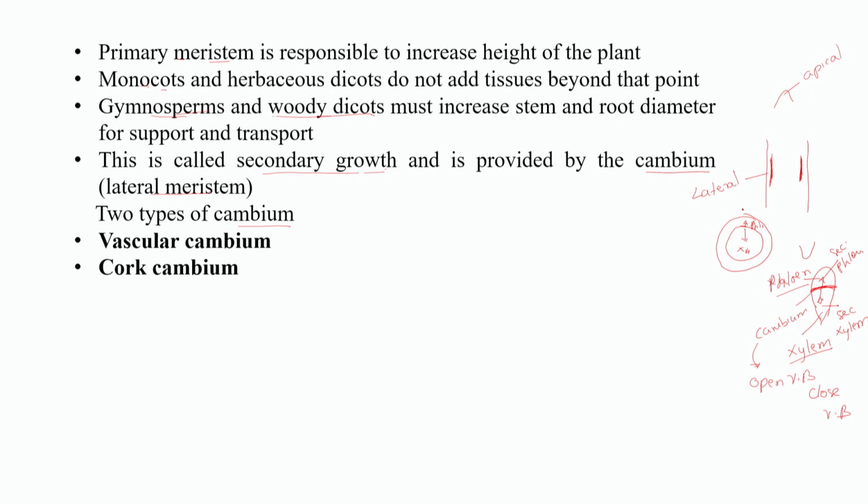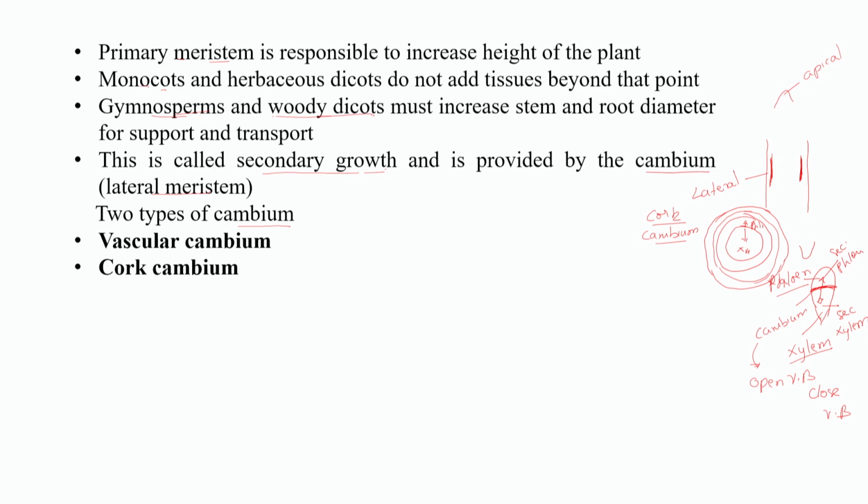So, to accommodate the tissues which are increasing from the inner side, the outer layers will also increase in diameter. Now, this increase in diameter is brought about by another cambium which is known as cork cambium. Okay. So, this cork cambium originates from the outer layer of the cortex, generally from the outer layer, and then it will increase the diameter from the outer side.